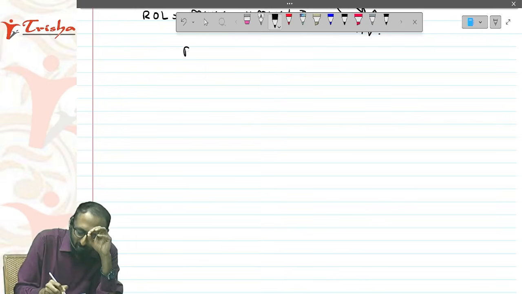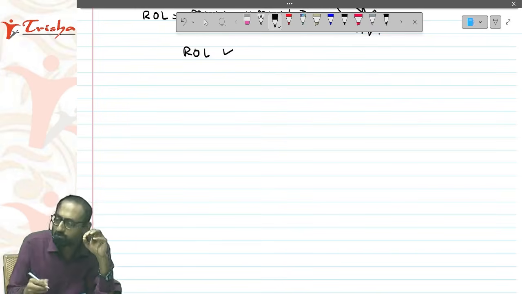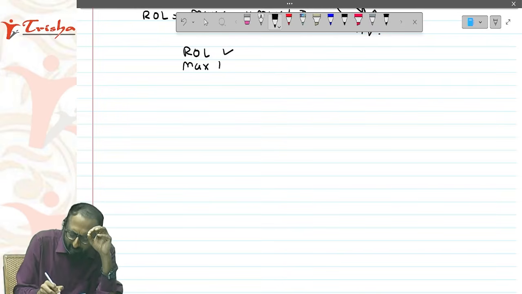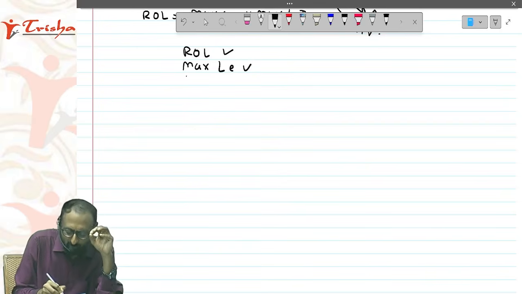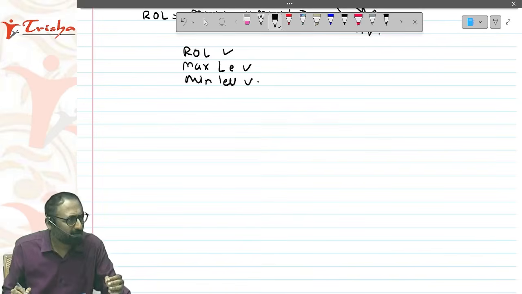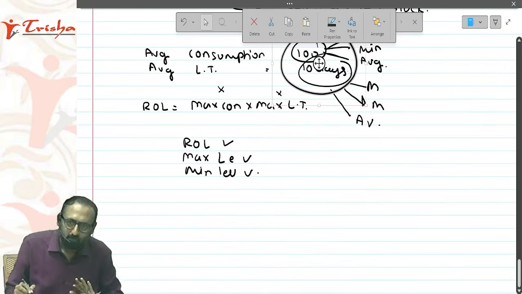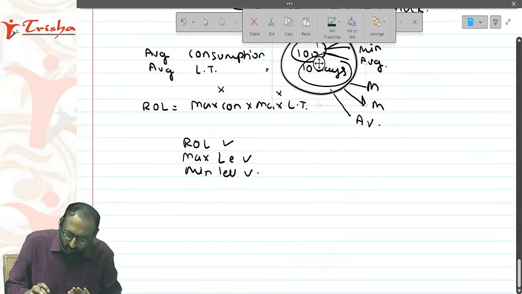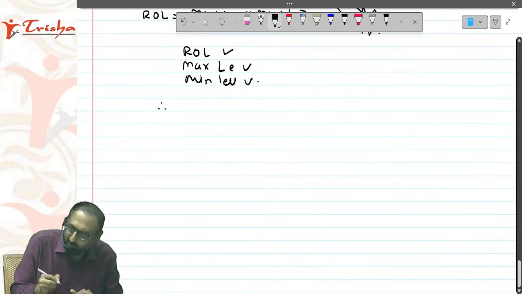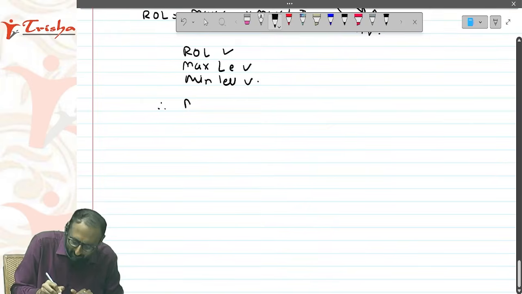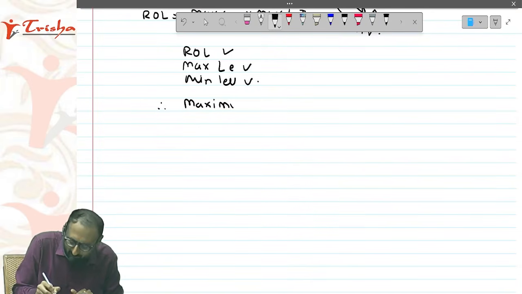Sirji, reorder level is given in the question, maximum level is given in the question, minimum level is given in the question, and sir, last attempt this question was asked. Last attempt. Sirji, and the requirement is, Prabhu, your requirement is maximum consumption.